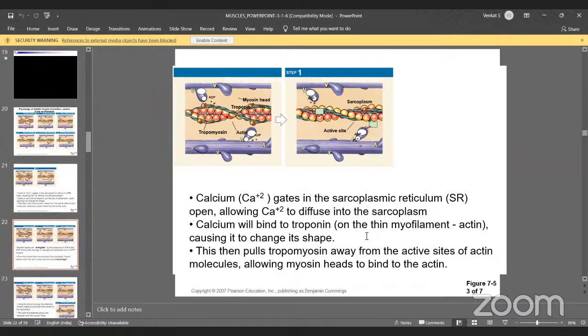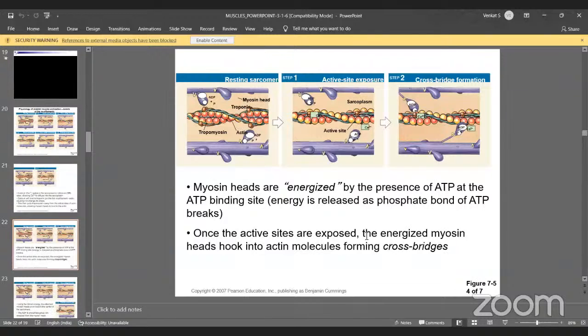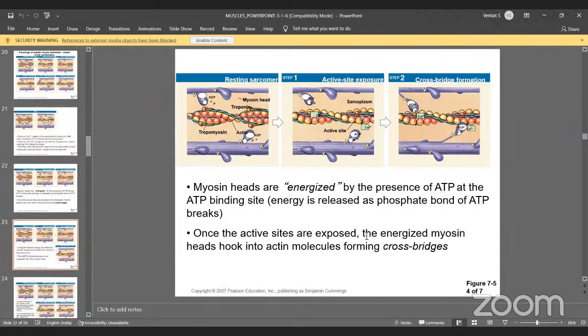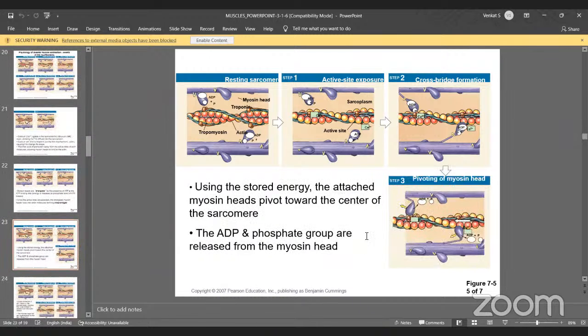Observe the next one. The slide says the myosin heads are energized by the presence of adenosine triphosphate at the ATP binding site. Energy is released as phosphate bonds of the ATP break. Then once the active sites are exposed, the energized myosin heads hook into actin molecules, forming the cross bridges. Cross bridges connect myosin to actin.